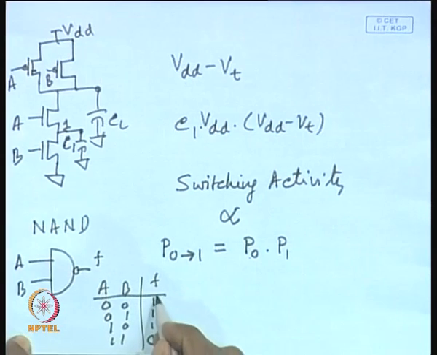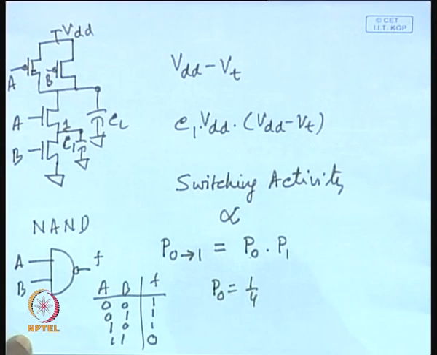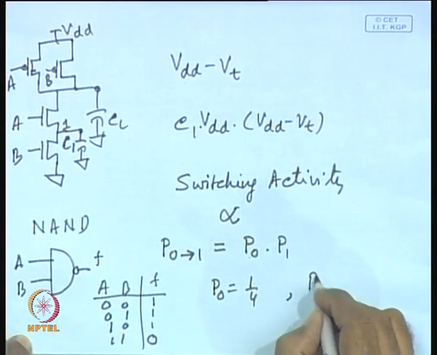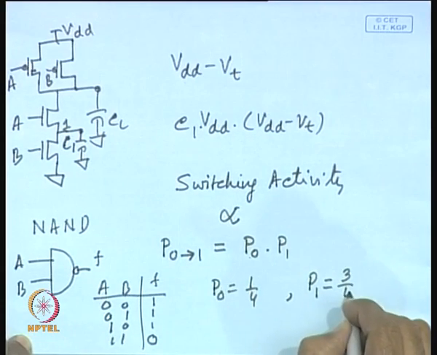Now, what is the probability of this output to have the value 0? We can find out that there are 4 possibilities. Out of 4 possibilities, only once can it happen. So, in this particular case P0 will be equal to 1 by 4. And what is the value of P1? Out of the 4 input possibilities, the output can have the value 1 three times out of 4. So, the probability is 3 by 4.